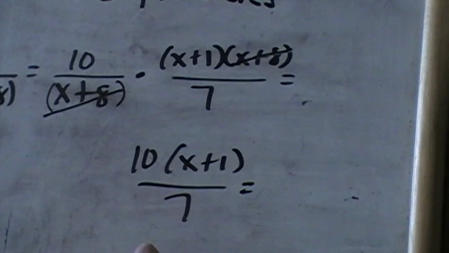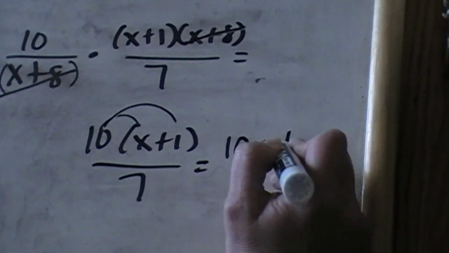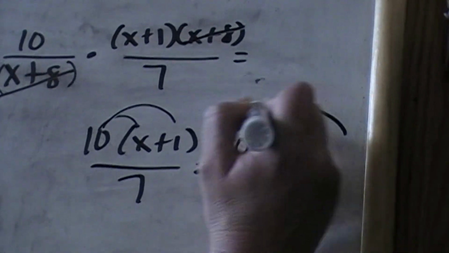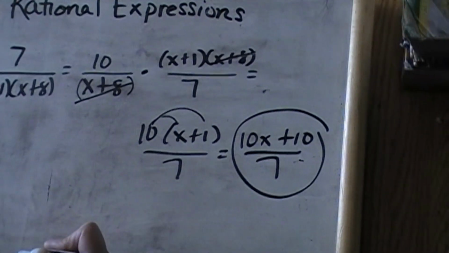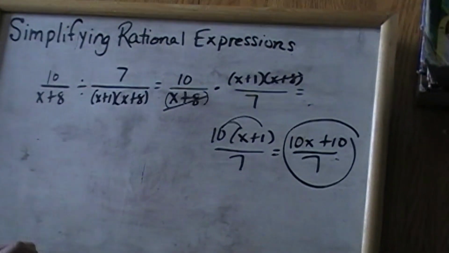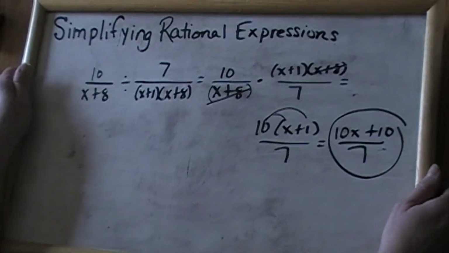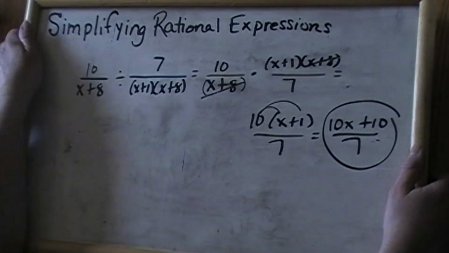But we can take it one more step. We can distribute the 10. So 10x plus 10 over 7, this is the answer you're looking for. This is the most simplified form. These are the rational expression problems you'll have to deal with. I hope this takes care of your questions. And if you have more, keep reaching out to us through our social media site, also known as our email.